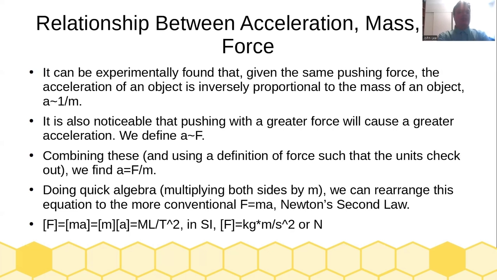So the units of force are equal to the units of mass times acceleration, which is equal to mass times length per time squared, which in SI is kilograms times meters per second squared, or newtons. A newton is about 1/4 pound. It's a little less than 1/4 pound, and a pound is the imperial unit of force.